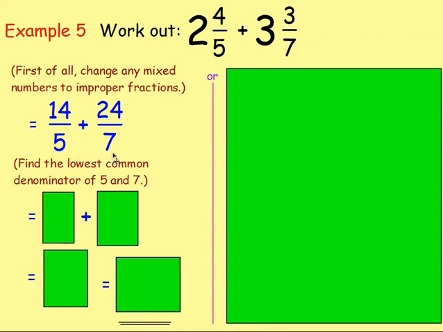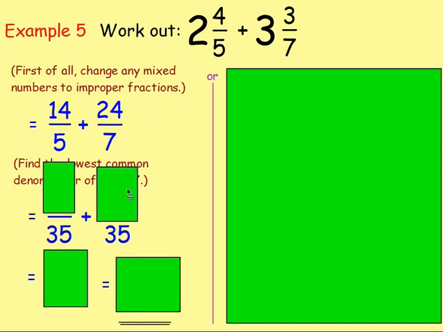Erin, you look like you know. 35. It is 35, yes. So we can write the 14/5 as something over 35, and we can write the 24/7 as something over 35. Now what you want to do is think, how do you go from the 5 to 35? What are you multiplying by? Well, it's 5 times 7 that will give you 35.